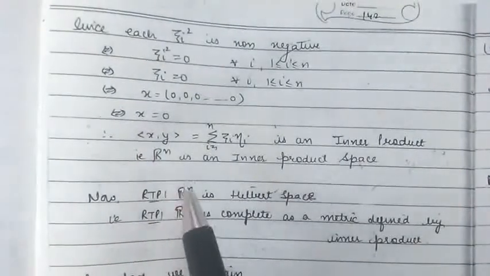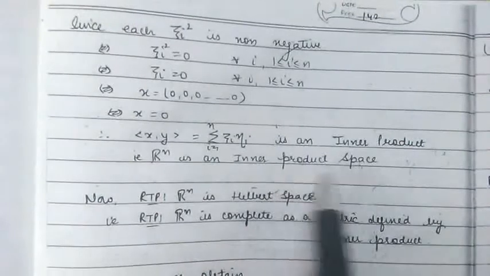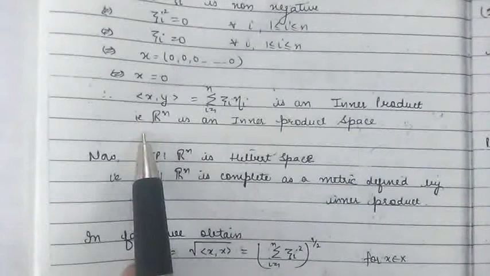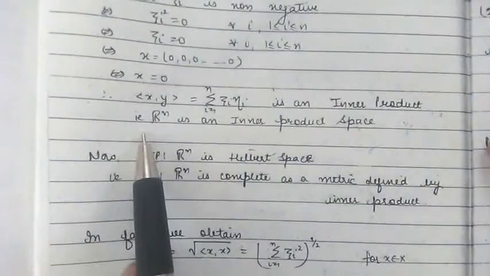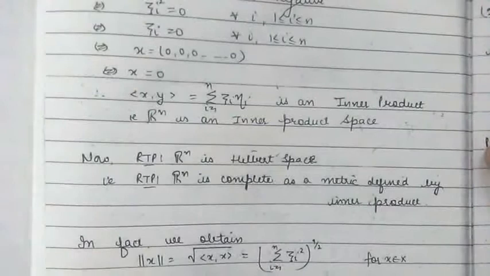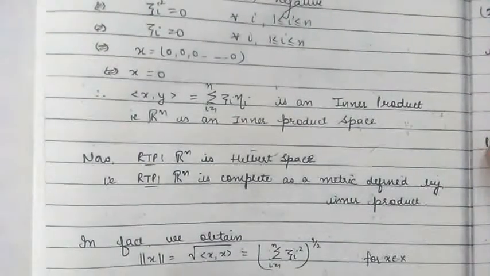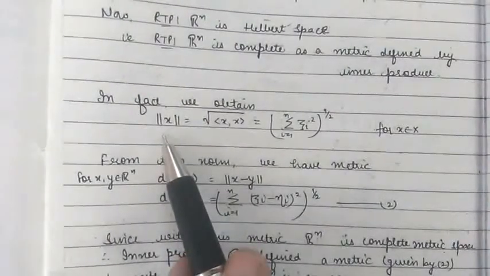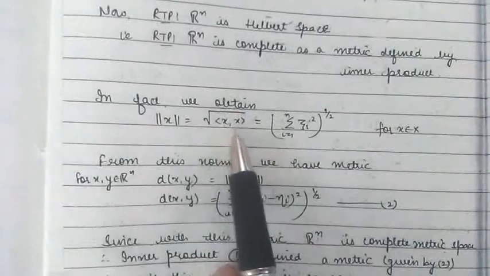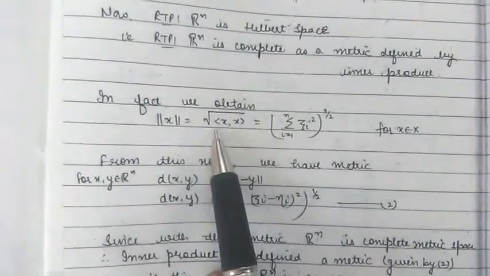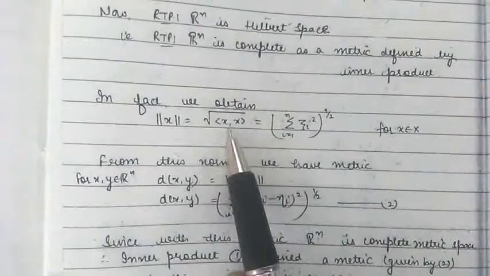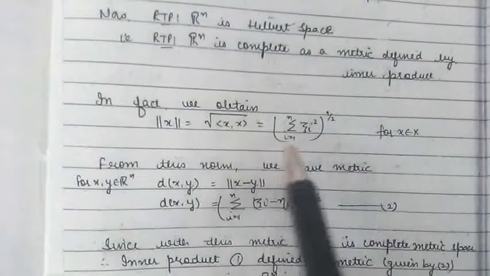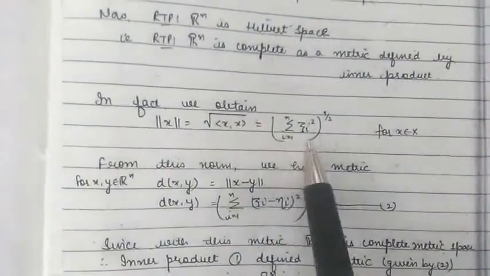Till here we have proved that Rn is an inner product space. Now to make it a Hilbert space, we will have to prove that it is complete in the metric defined using the inner product. Now let us define a metric by using the inner product. In order to do that, we know that the norm is the square root of the inner product of x with itself. Using the definition of inner product as we have defined already in this example, that is the square root of the summation of xi squared.